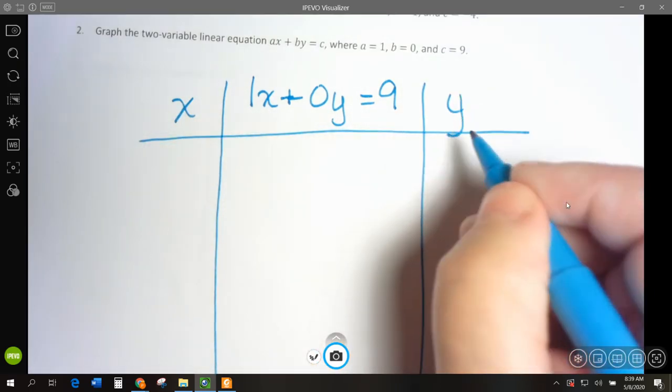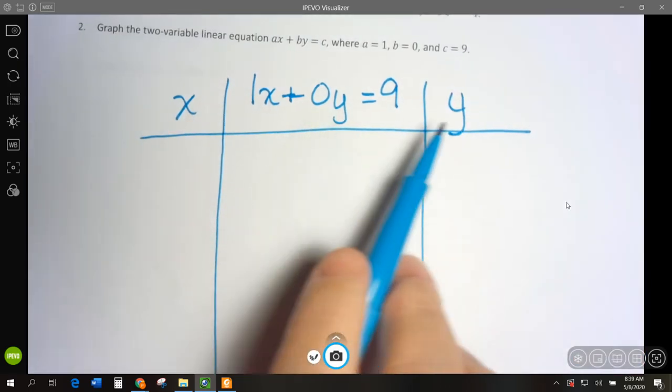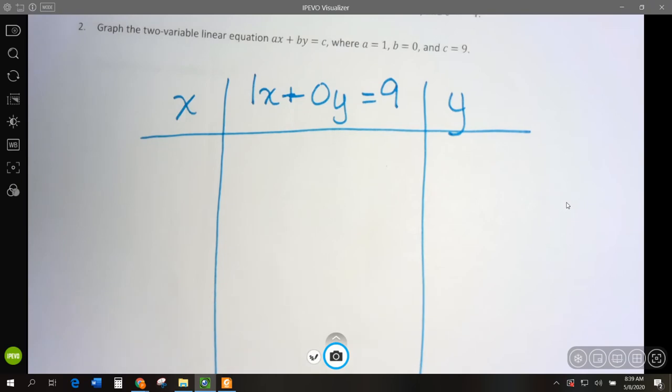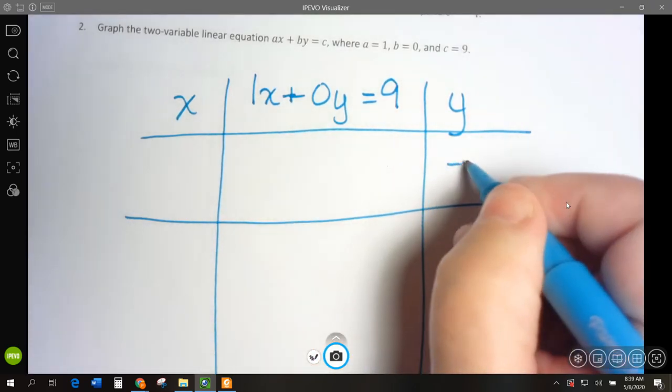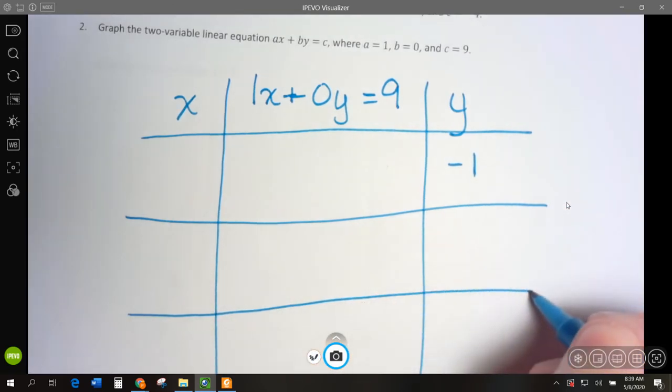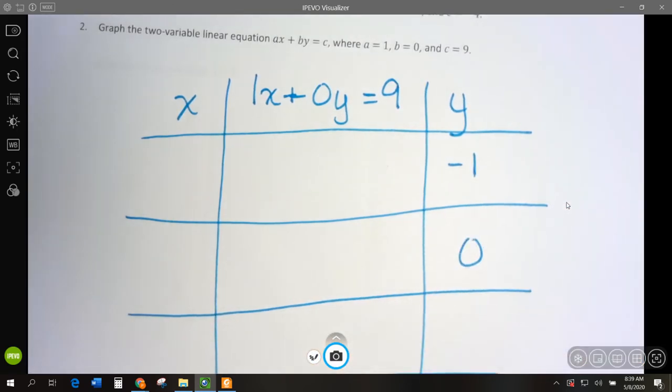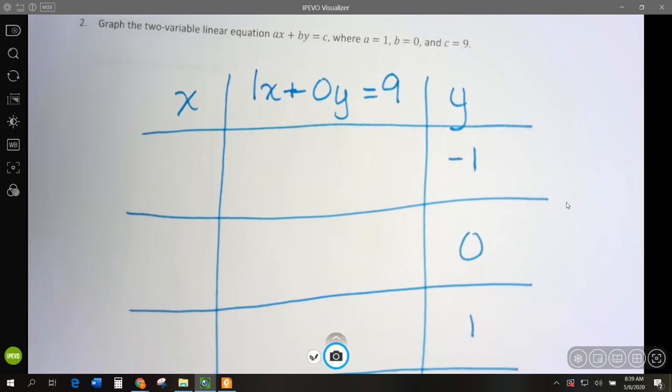This time, because we have 0y, we're going to pick our y's. I think that'll be the easiest way to solve them. So once again, we're going to go negative 1, 0, 1, and 2.